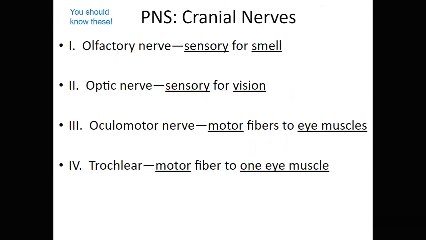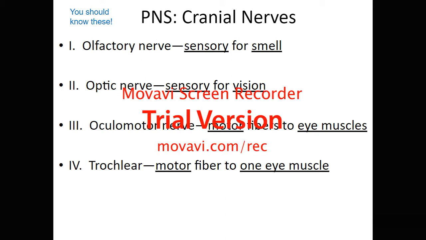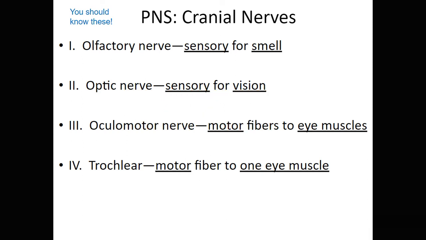All right, so cranial nerve 1 is the olfactory nerve, and that's sensory for smell. Cranial nerve 2 is the optic nerve, sensory for vision. Cranial nerve 3, oculomotor nerve, is the motor fibers to the eye muscles. And cranial nerve 4, trochlear, motor fiber to one eye muscle.